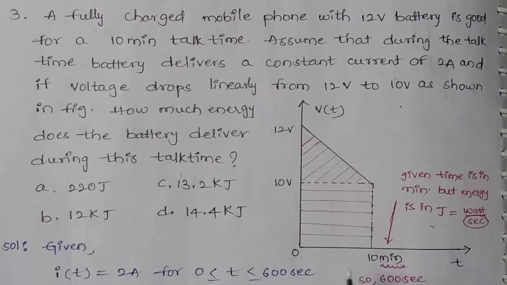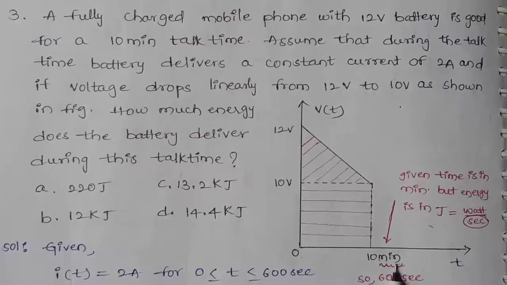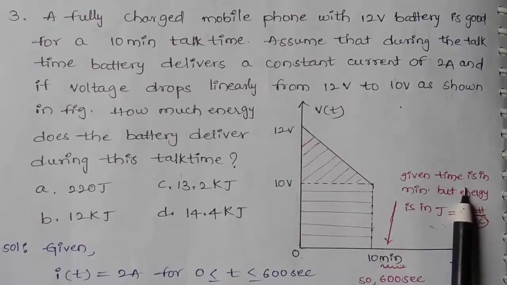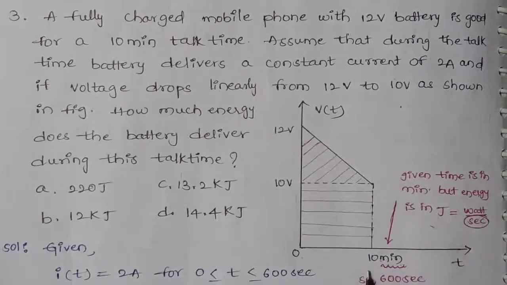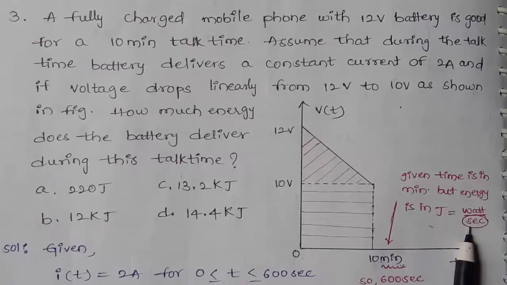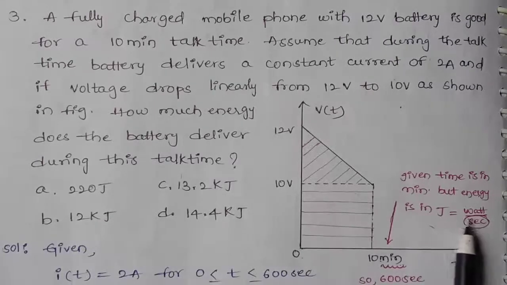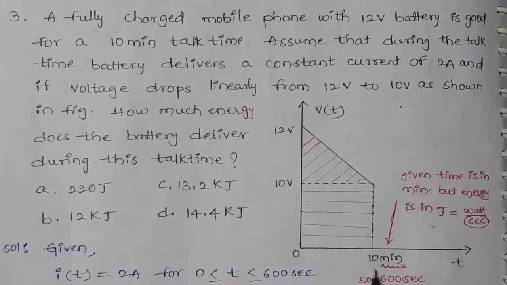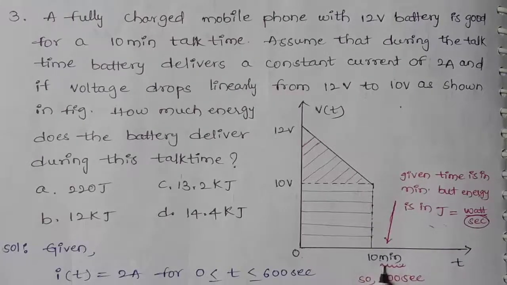To apply the area approach, we need to convert minutes into seconds, because energy is measured in joules, that is nothing but watt-seconds. That means we need to shift minutes into seconds. 1 minute is 60 seconds, so 10 into 60 seconds will become 600 seconds.